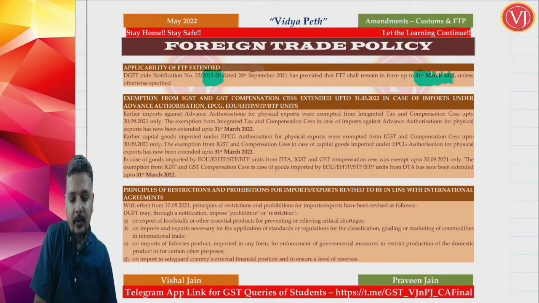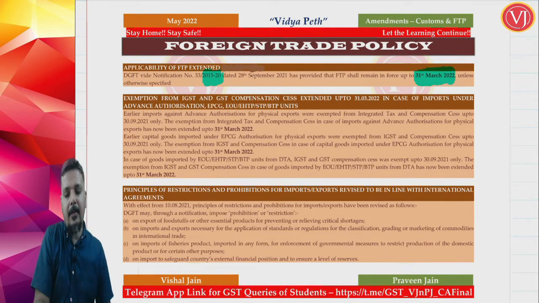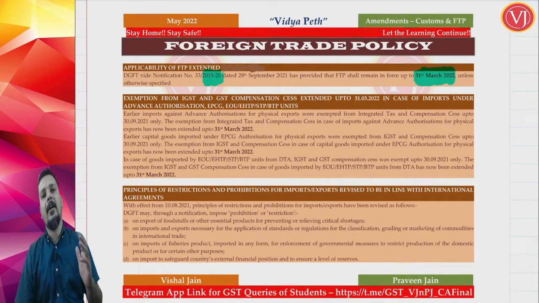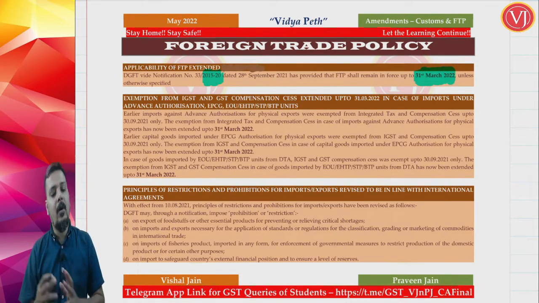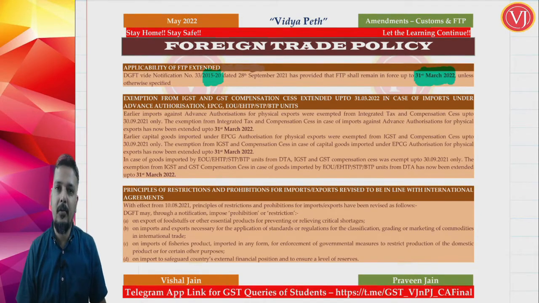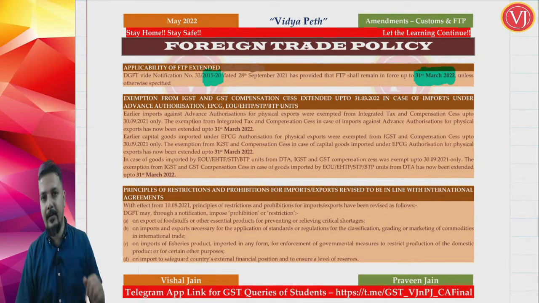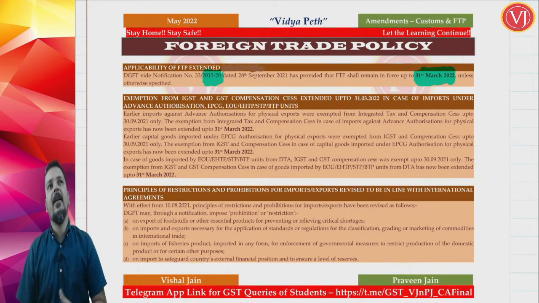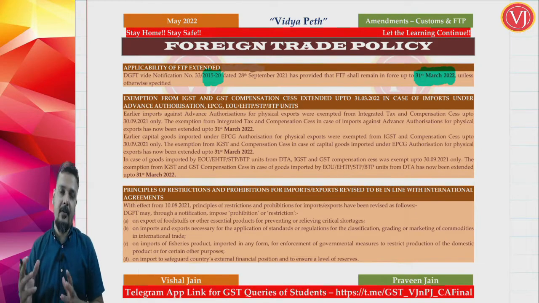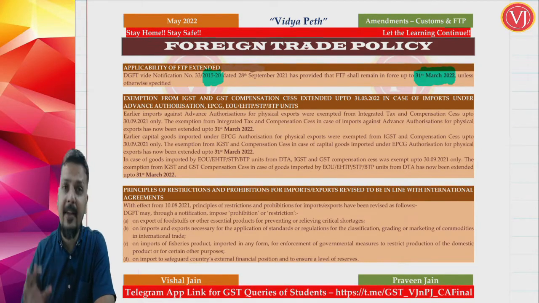31st of March 2022. Mind you friends, this foreign trade policy 15 to 20 was about to end on 31st of March 2020. It got extended till 31st of March 2021. Now it is further extended till 31st of March 2022. So that is the first amendment which has been brought out in your foreign trade policy. Basically, the 5 years foreign trade policy is now converted to a 7 years foreign trade policy as of now.